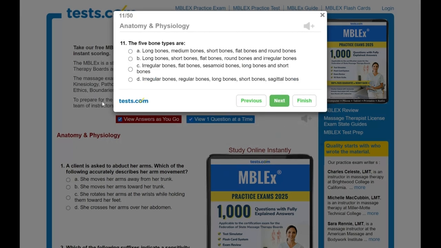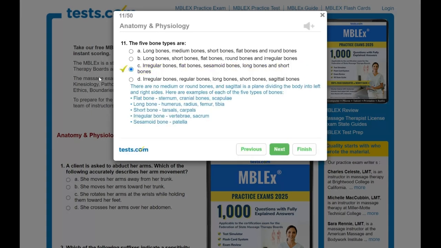Question 11. The 5 bone types are A. Long bones, medium bones, short bones, flat bones, and round bones. B. Long bones, short bones, flat bones, round bones, and irregular bones. C. Irregular bones, flat bones, sesamoid bones, long bones, and short bones. D. Irregular bones, regular bones, long bones, short bones, sagittal bones.